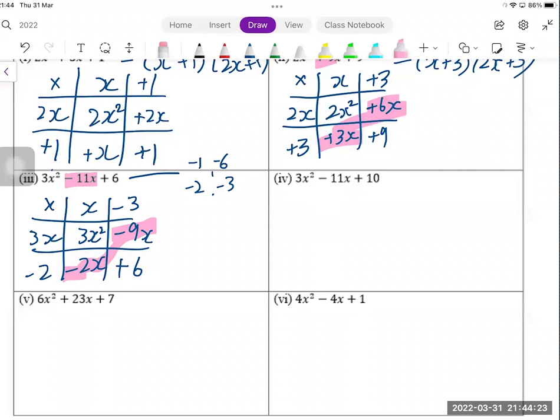Okay, can follow? Yes. Then you try part 4 yourself. Oh, wait, first, I forgot to write the answer for this. So this one, the final answer is x minus 3 times 3x minus 2.